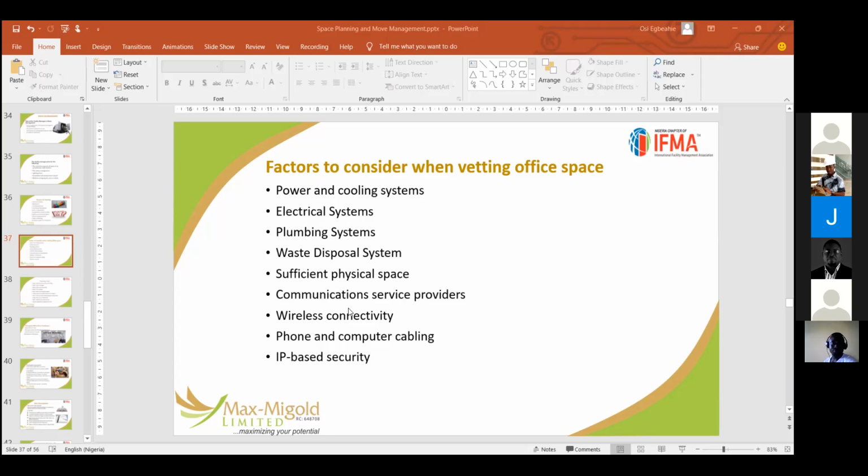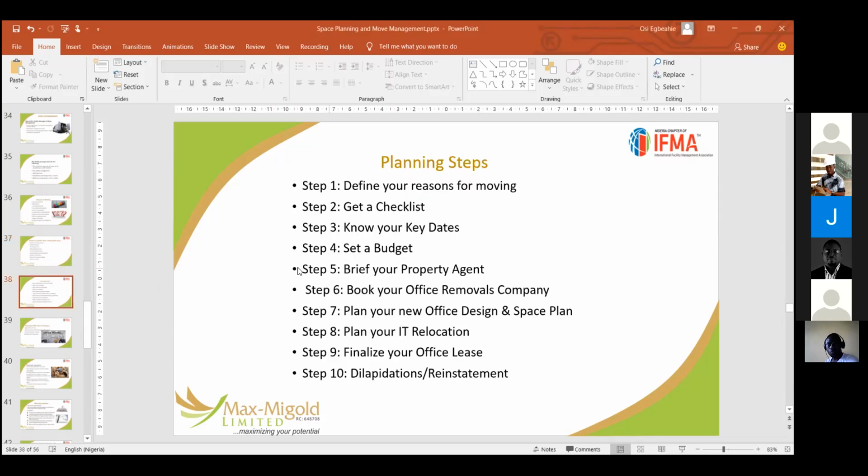Wireless connectivity, this one is not any issue anymore. Those days used to be an issue, but now it's much better. Phone and computer cabling, this one is also not an issue anymore because we are closer now. Then IP-based security, internet-based security system, you need to look at that to ensure that the IP connection into the offices is good enough and you have proximity to manage that.